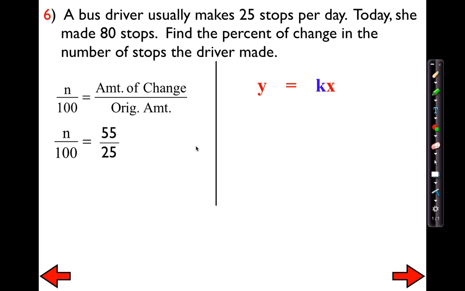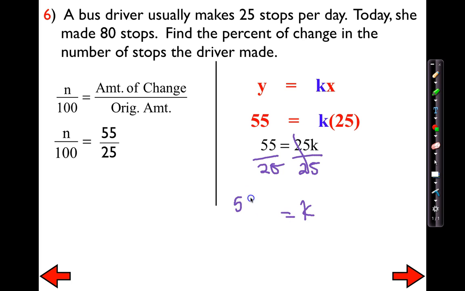Then of course you can also use the equation. So y equals kx, y being your amount of change, so that's your 55, and x being the original amount, which is 25. Just divide both sides by 25. And you're going to see that K equals 55 over 25, which I can see can be multiplied to give me 100. Some of you might say, well, Miss Dang, could we reduce this? Yes, we can, but why when you already know that 25 can be multiplied to give me 100? So I'm not going to change it for that reason.